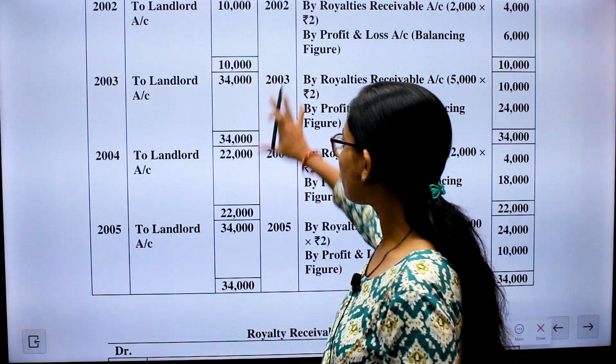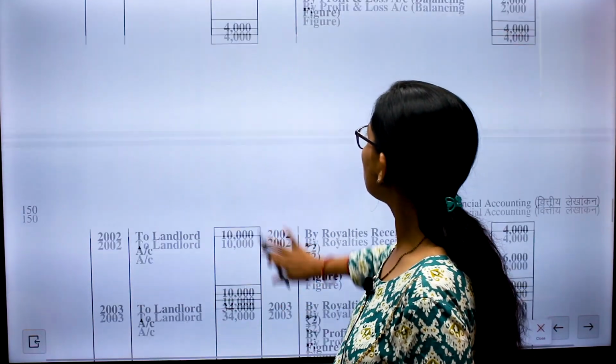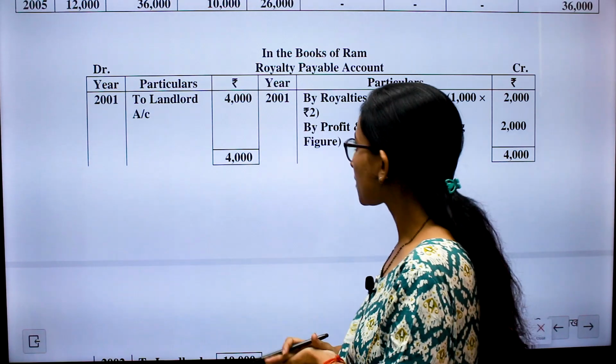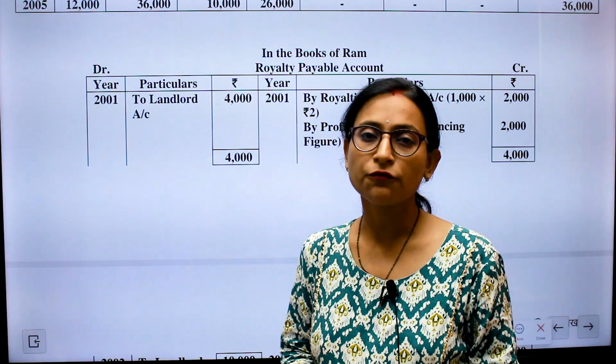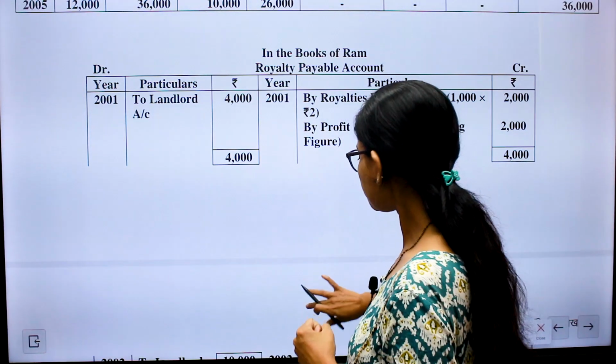This way, the 5-year royalty payable ledger has been finished. Now this is the royalty payable table. The next ledger will be of royalty receivable.